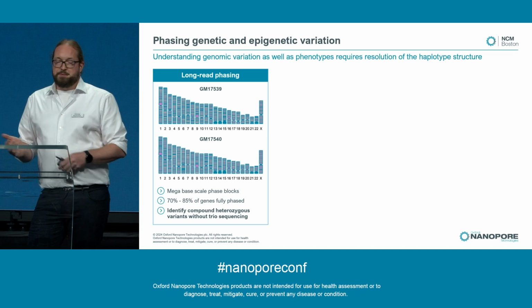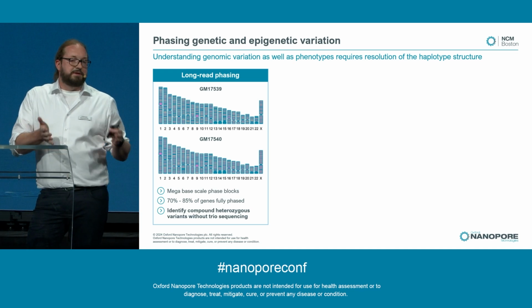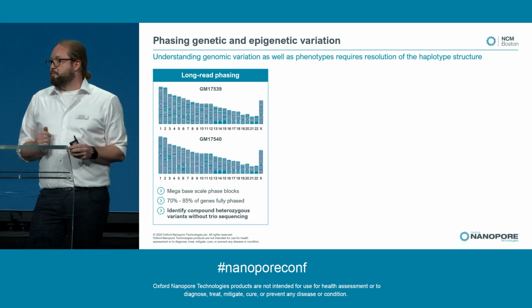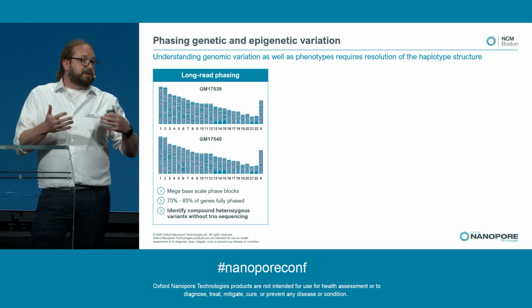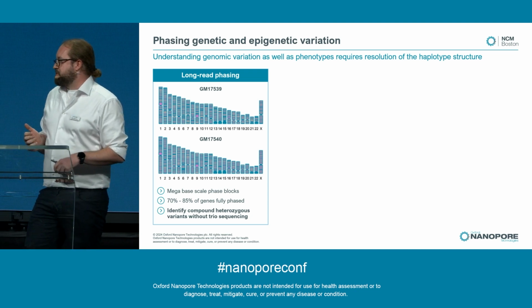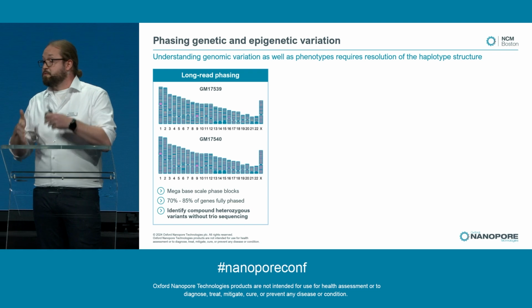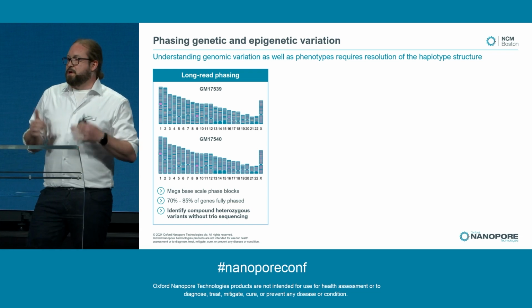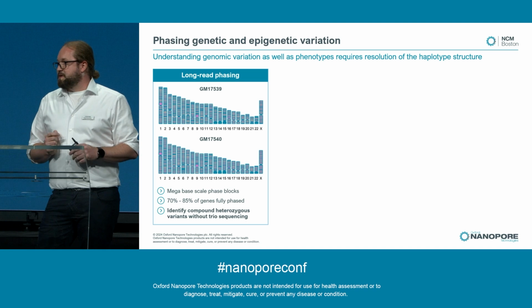And what you will find with a typical ONT data set is that you get continuously phased phase blocks of roughly megabase size. With this, you'll see that roughly 70 to 80% of your genes will be fully contained in a phase block, so fully phased. That's very interesting and super helpful if you look, for example, for compound heterozygous variants.